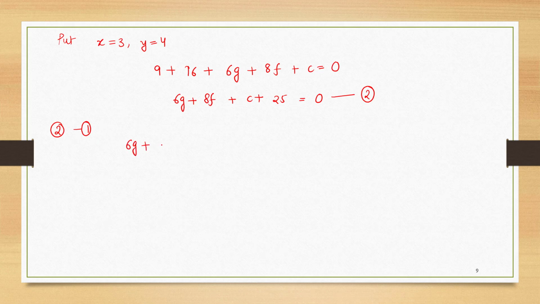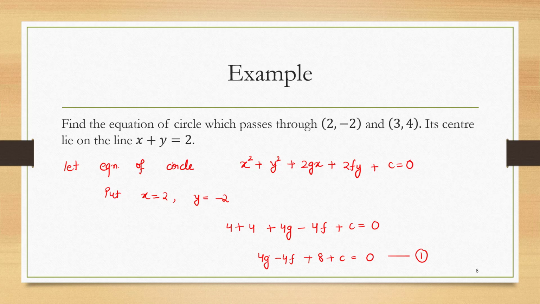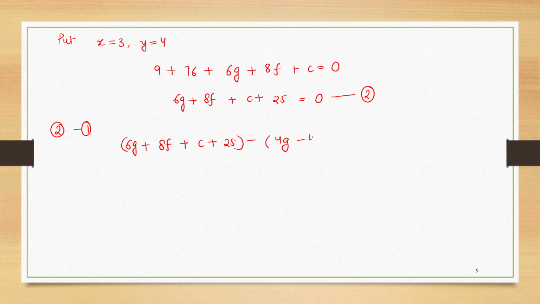First we write equation number 2 and then we subtract 1. Equation 1 was 4g minus 4f plus c plus 8 equals 0. 6g minus 4g we get 2g. 8f plus 4f we get 12f. c minus c cancels. 25 minus 8 we get 17 equals 0. Or we get 2g is equal to minus 12f minus 17.